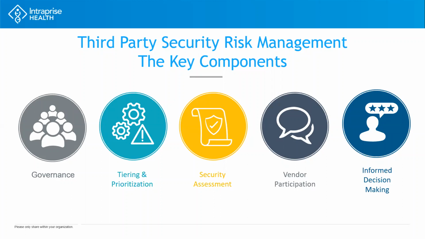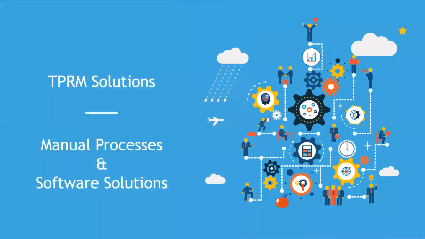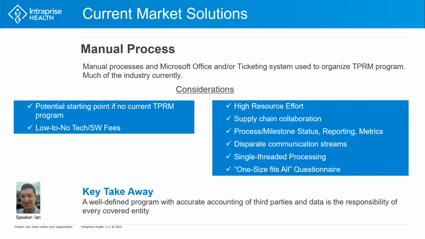So with that, we're going to move on to our next section, which is really to talk about what's going on in the market and how people are addressing TPRM programs, what are some of the solutions that they're implementing, and Ian is going to take us through both some of those manual processes, things that people are doing on their own, as well as some software solutions that are emerging in the marketplace. Right, thank you, Vikas. And I will start off by talking about a manual approach to the concept of third-party risk management.